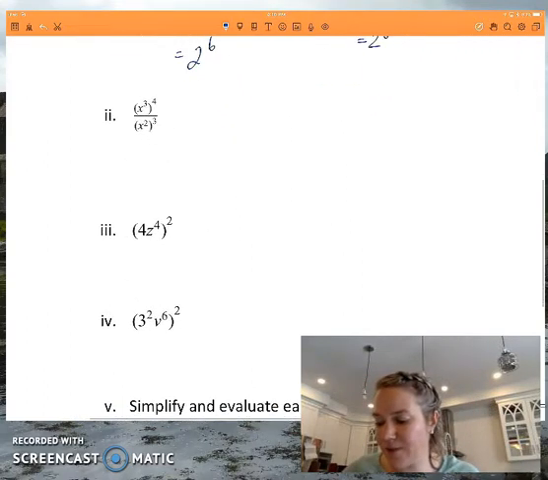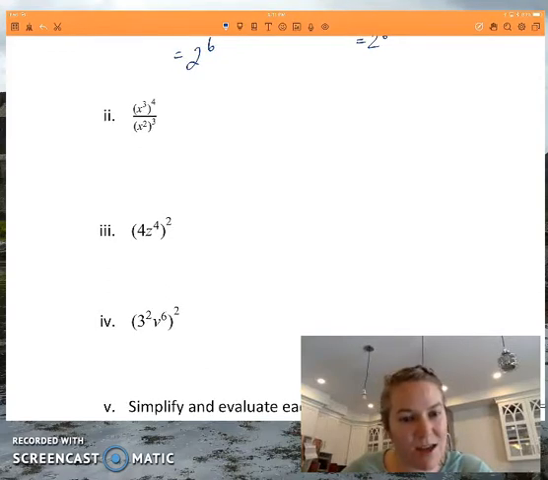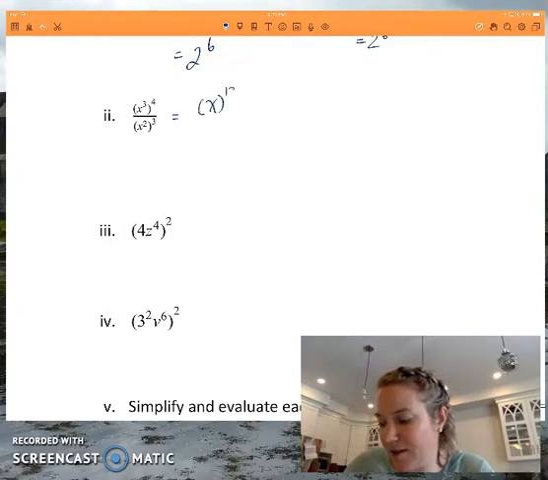Let's look at the next one. Oh, so now we're going to combine some of the rules from the last lesson. That's why I like to take this one as a separate lesson, because it lets us add those levels of complexity. So let's look at our numerator. X to the 3 raised to the power of 4 is going to give us x to the power of 12. I'm going to erase that. I don't need those brackets.